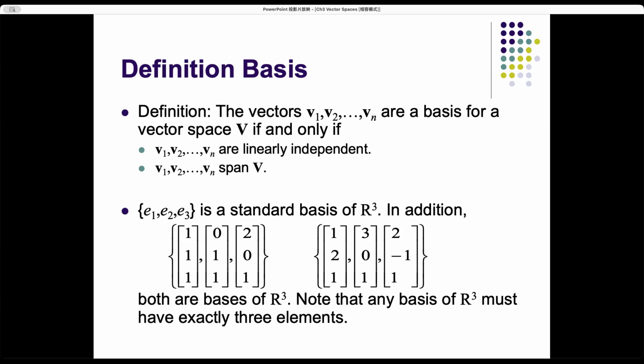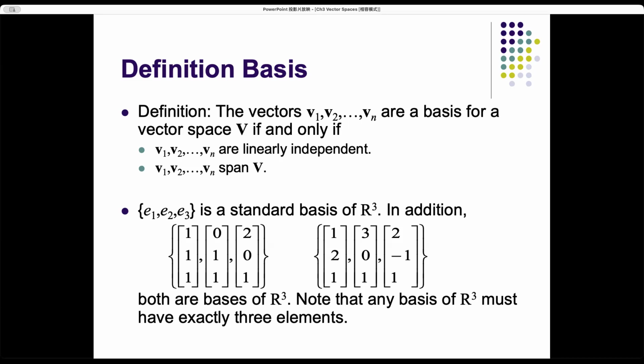Because it's a relatively easy choice. A similar extension can be made to R2, R4, R5. For example, R2 is just 10 and 01. These two vectors are the standard basis for R2. For R4, you get the idea.